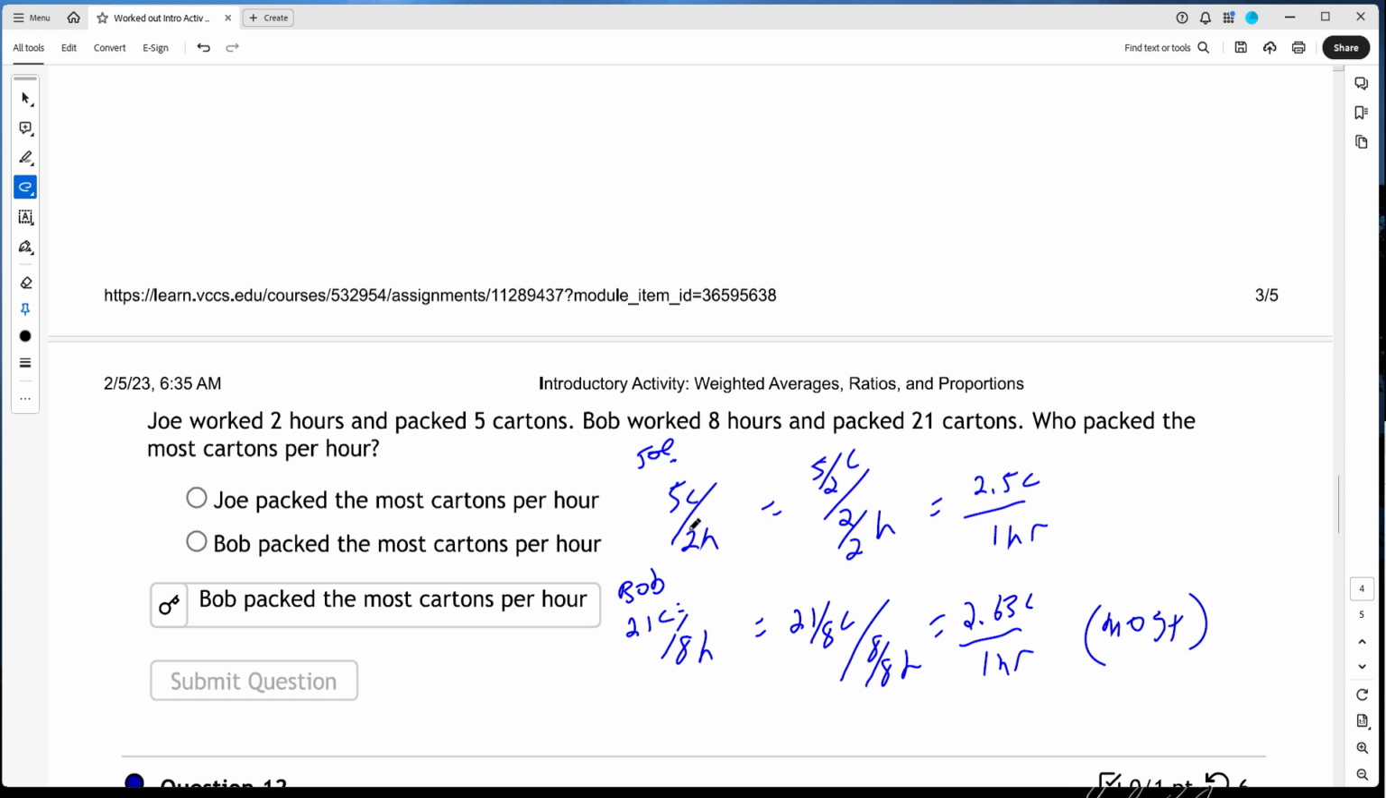5 cartons per 2 hours, and the rate per hour is found by dividing numerator and denominator by 2. So I end up with 2.5 cartons per 1 hour. And the next one, 21 cartons for 8 hours, divided by 8, I end up with 2.63 cartons per 1 hour. So in this case, it looks like Bob packed the most cartons per hour.